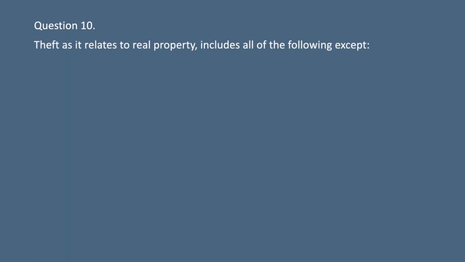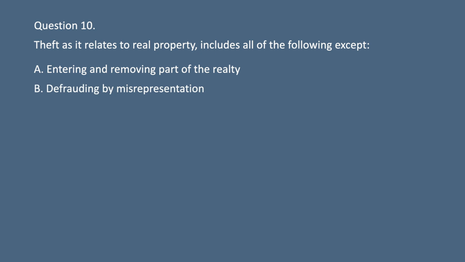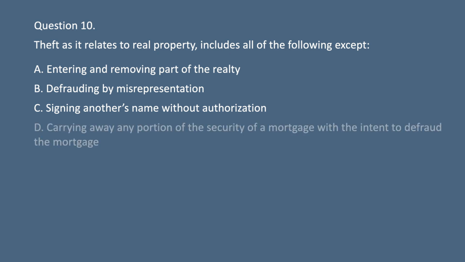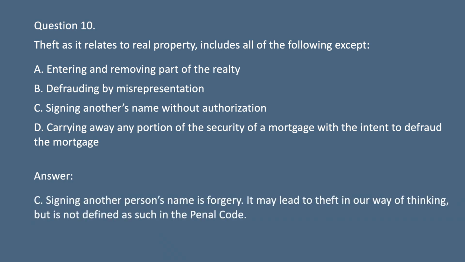Question 10. Theft as it relates to real property includes all of the following except A. Entering and removing part of the realty. B. Defrauding by misrepresentation. C. Signing another's name without authorization. D. Carrying away any portion of the security of a mortgage with the intent to defraud the mortgagee. Answer. C. Signing another person's name is forgery. It may lead to theft in our way of thinking, but is not defined as such in the Penal Code.